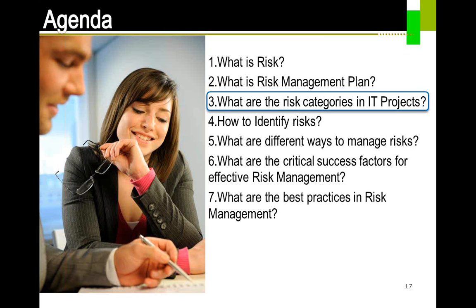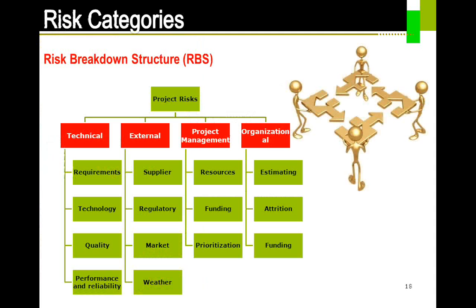Now that we know what risk is and how to do the risk management plan, let's look at the typical risk categories in IT projects. This slide is not just applicable to IT projects, but to any project. At a very high level, you have technical risks, external risks, which are not part of the project, risks associated with project management, and finally, organization risks.